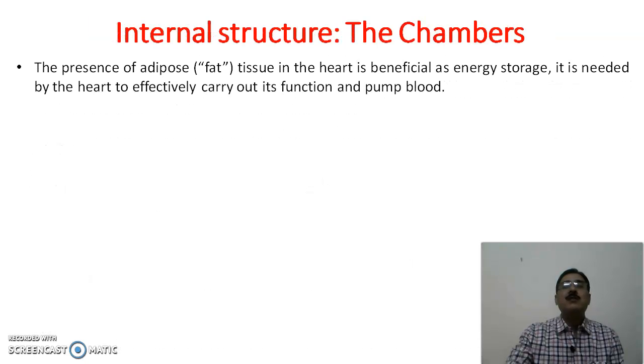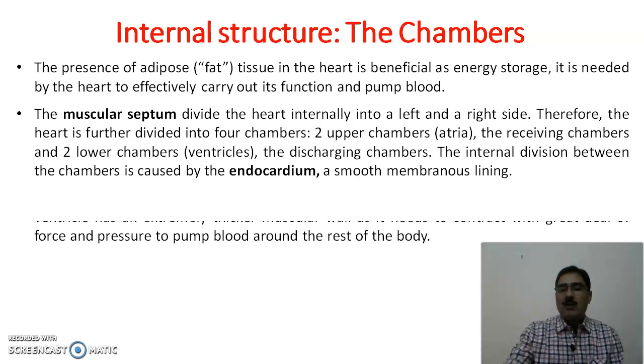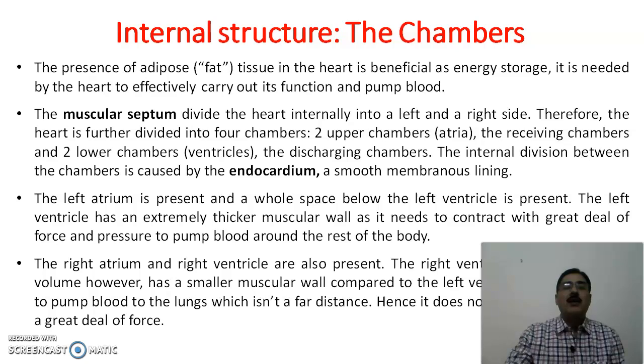Now, as far as the internal structure is concerned, the heart has a sufficient amount of adipose tissue, which is beneficial and is the source of energy needed for effective circulation of blood, because the heart regularly pumps. Now, as I told you regarding the epicardium, pericardium and endocardium, the left and right auricle and left and right ventricle also.